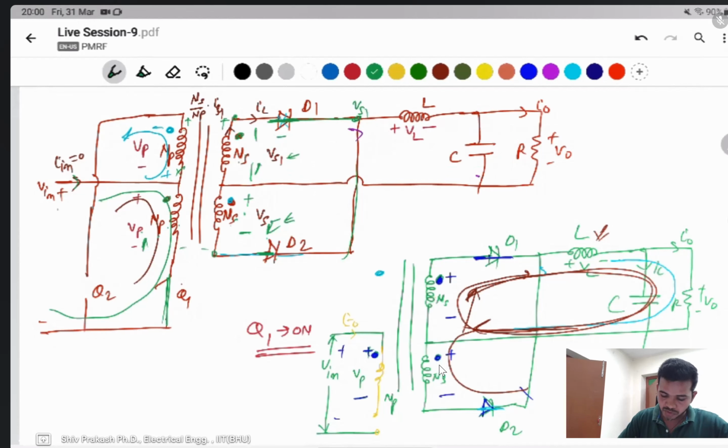But when both switches are off, it means the primary voltage will be 0. No voltage appears on the primary winding. Then the secondary side voltages should be 0 for both windings. That's why current flows like that through both the windings in that condition. D1, D2 both.